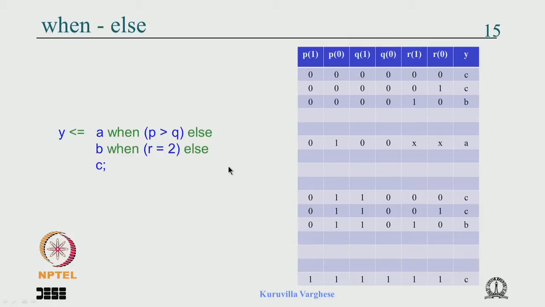And a word on the simulator: as far as the simulator is concerned, if there is any event on P, Q, R, A, B or C, this Y will be computed. Or you can imagine it like a process with A, B, C, P, Q, R in the sensitivity list. Any event on any of these inputs, Y will be computed. And if there is another concurrent statement, then that also will be computed.